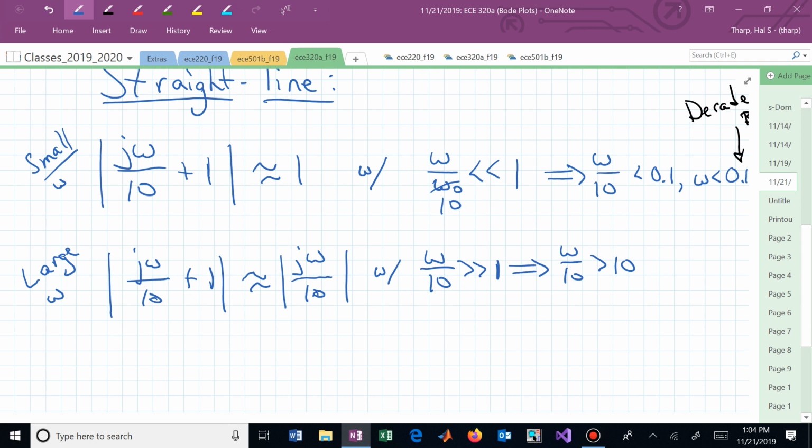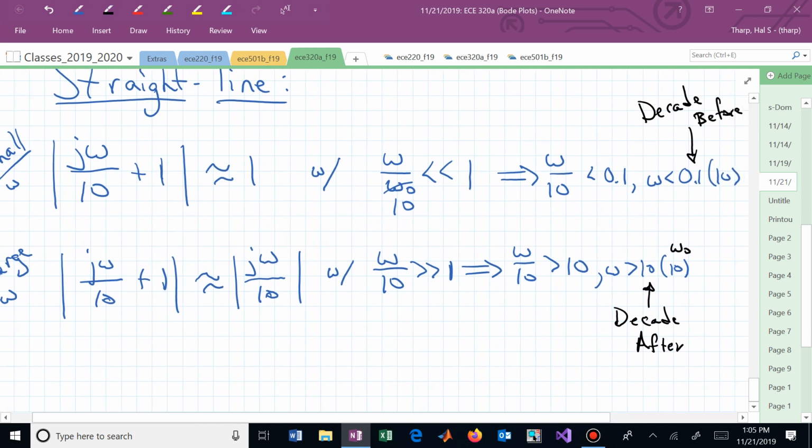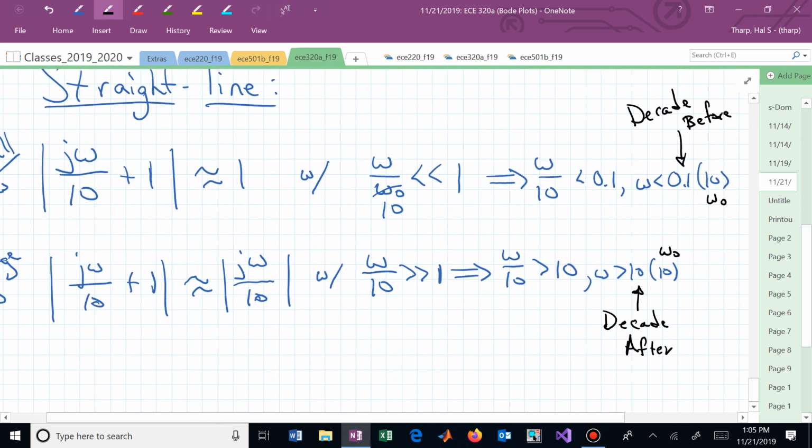That's why we do that, so that now we always are just talking about a decade before and a decade after a given break frequency. That's why I said when you go home, replace the 10 with an omega naught. And then this is true in general for a given linear factor. In this case, we now say we want omega to be bigger than 10 times 10, and this is now our decade after the break. Here's omega naught, and there's omega naught.